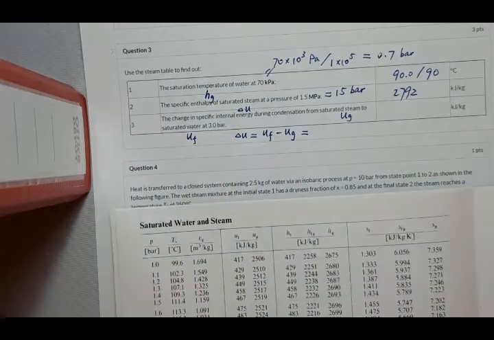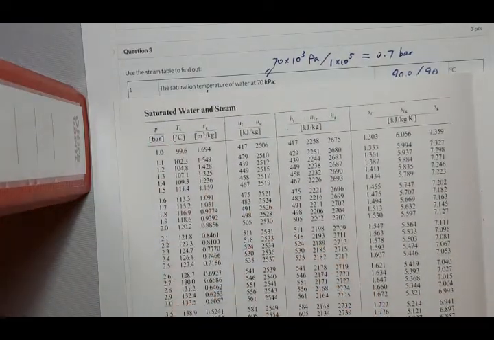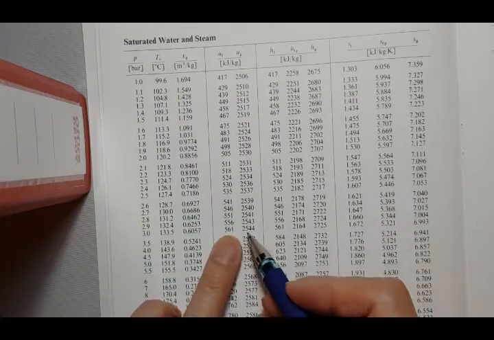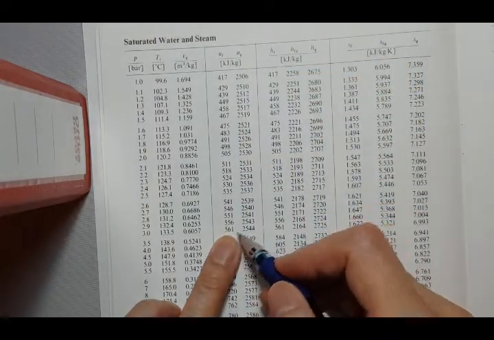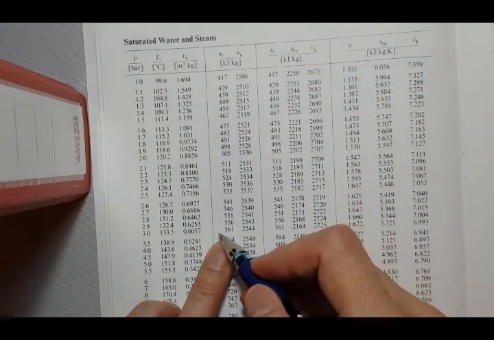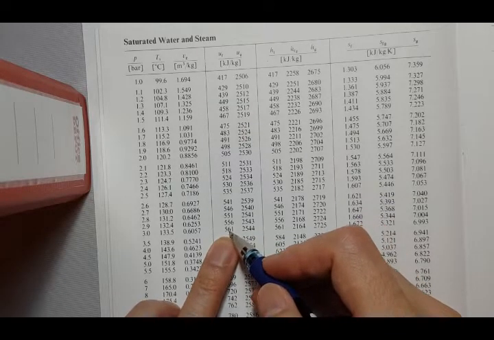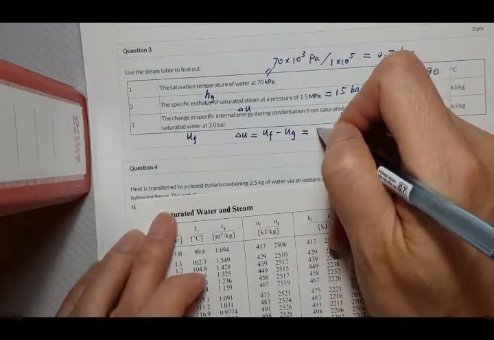If you check, pressure 3 bar is here, and we're looking at the u's, uf and ug. We have 2 values here, but we need to be careful. We're using uf subtract ug. So we use a smaller number subtract a big number, and this will give us a negative value.